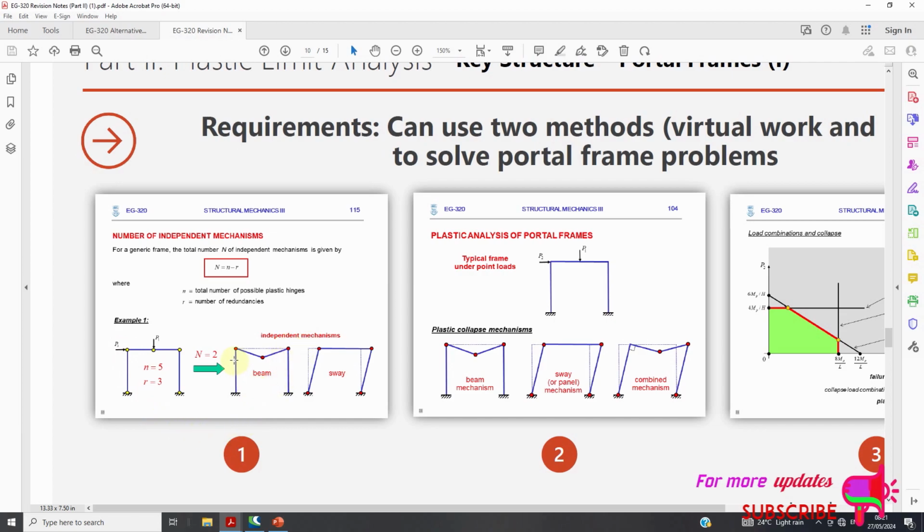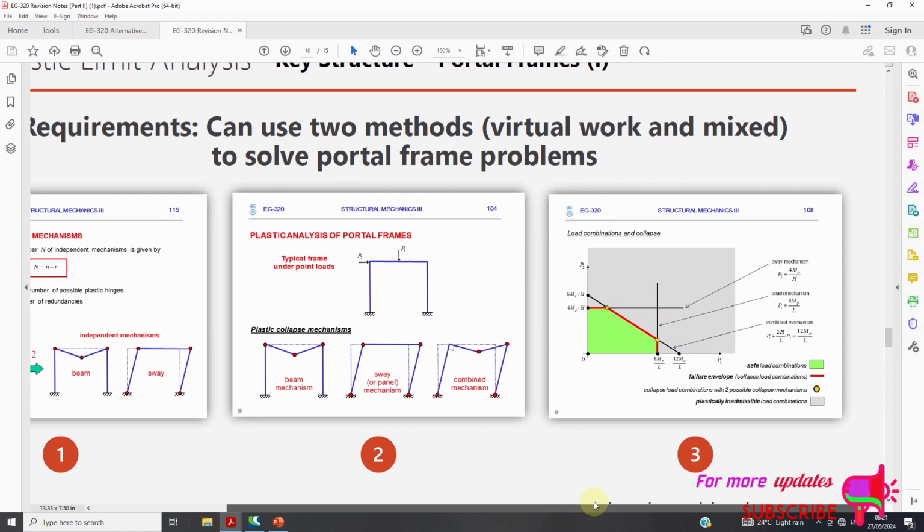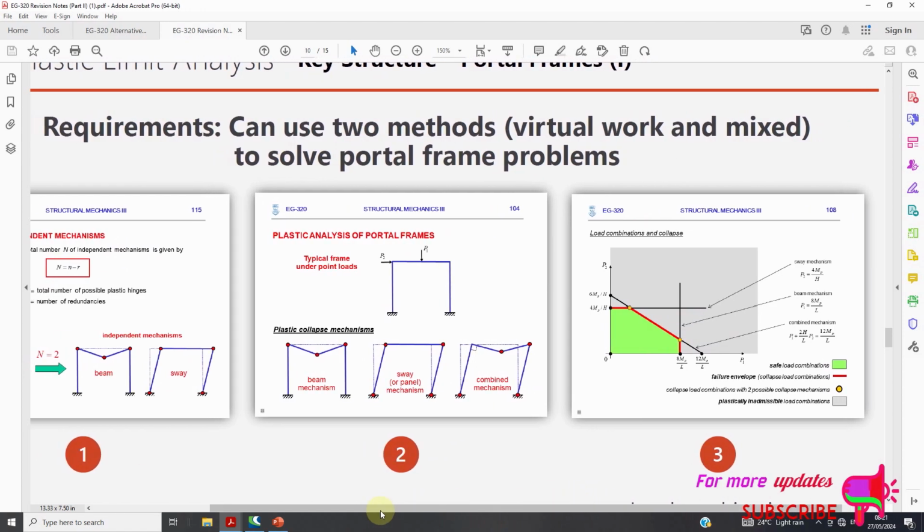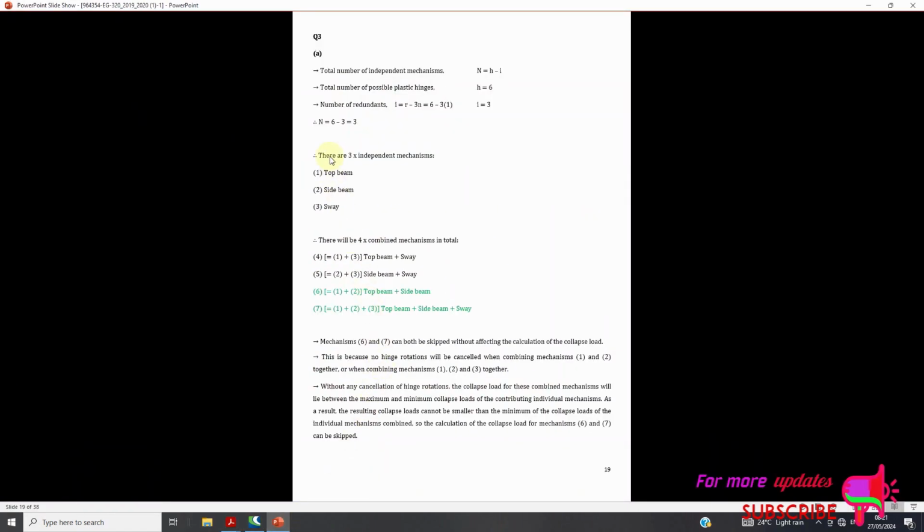Now the independent mechanisms can be beam and sway. So this beam can fail due to this point load, and the frame can also sway. So let's go back to the answer.